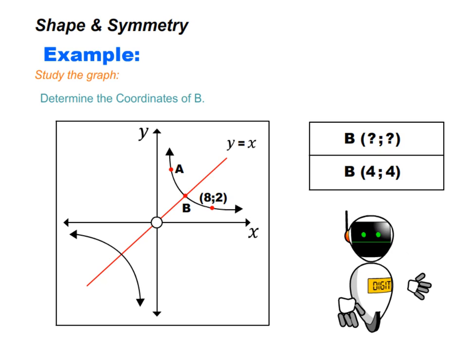So, the coordinates of point B are 4 and 4. This 4 is our x-coordinate. This other 4 is our y-coordinate.